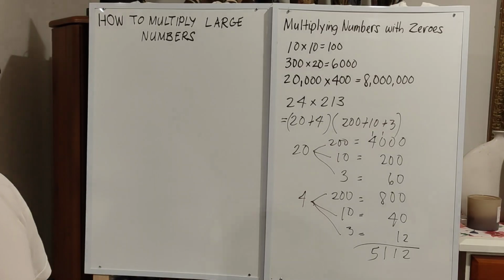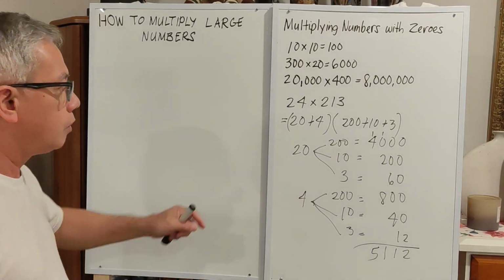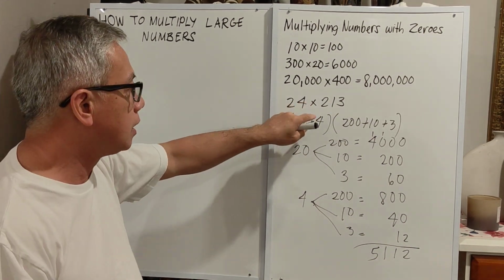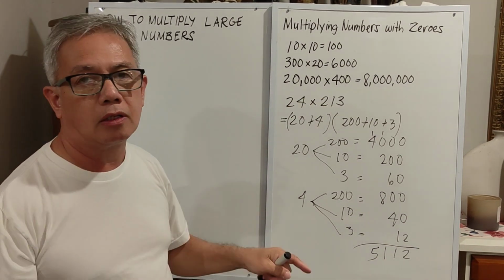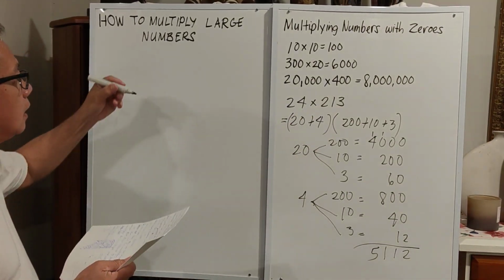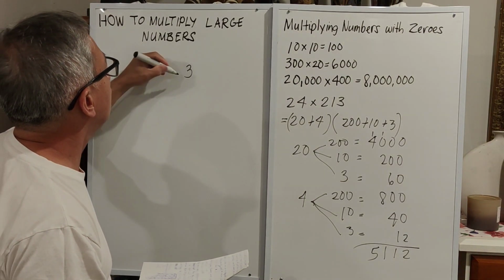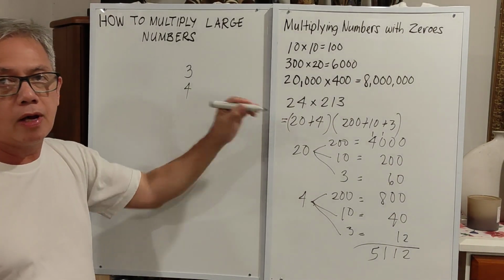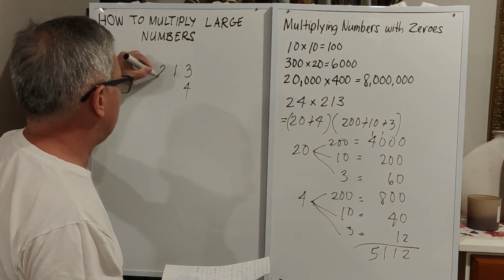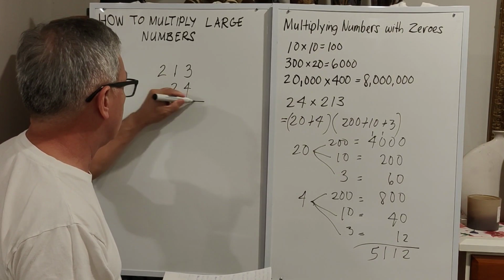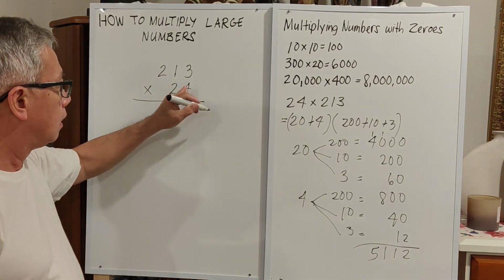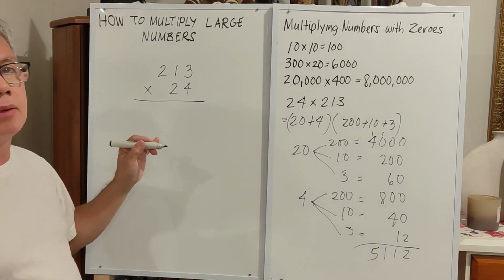But the alignment is very important. So we should align first the last digits of these numbers, and usually the one with more digits is on the top. So we align 3 and 4 first. So 3 and 4 should be aligned, and then we follow it with the numbers. Then we have 1 and then 2. 24 is here. So we multiply each number in here to every number on the top.